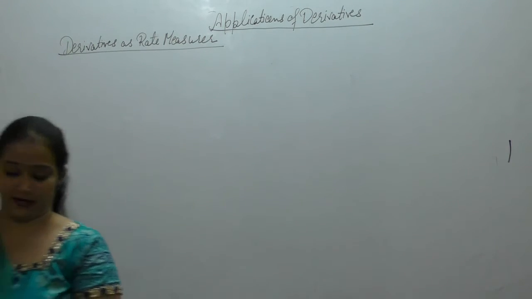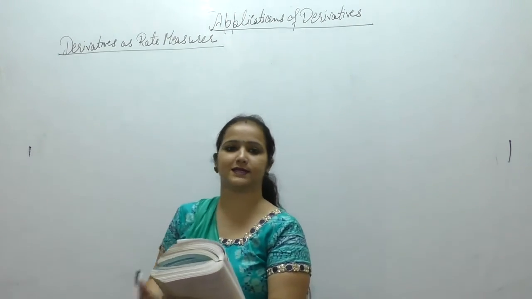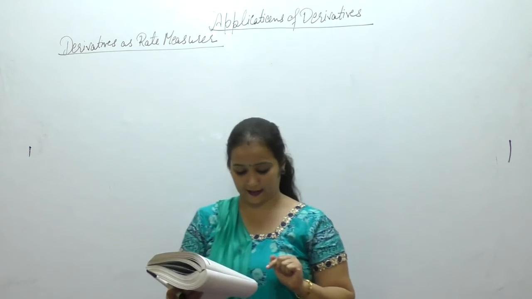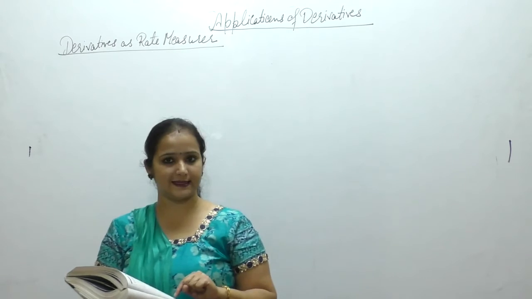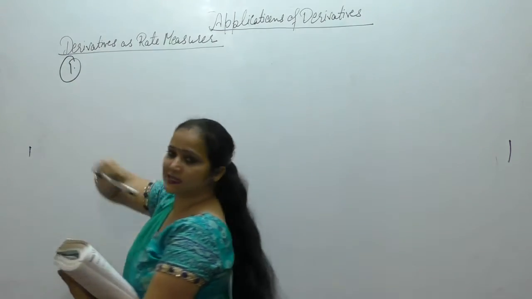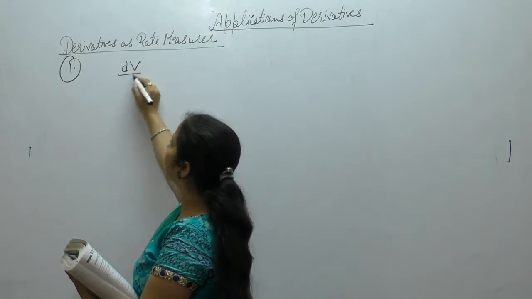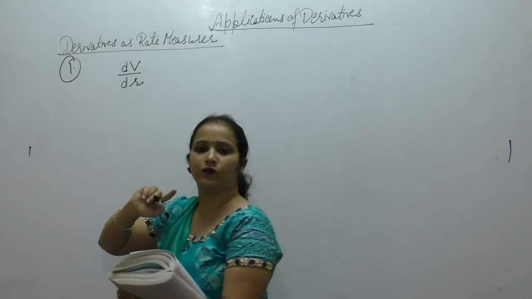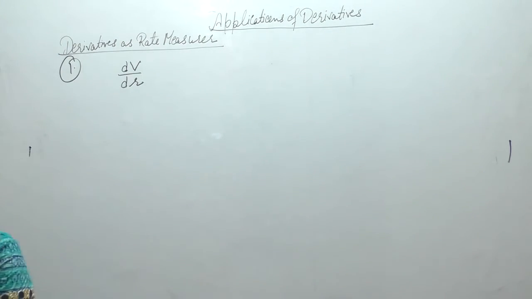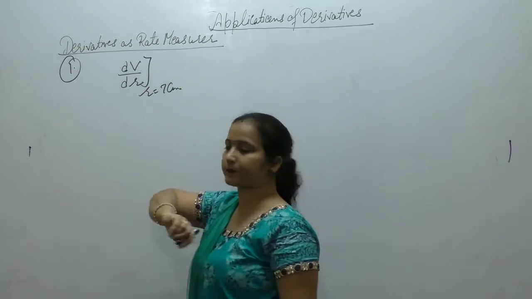Write down the first statement. A balloon which always remains spherical has a variable radius. Find the rate at which its volume is increasing with respect to radius when the radius is 7 centimeter. क्या कहा है हमें? बैलून है स्फेरिकल फॉर्म में, हमें वो रेट निकालना है जिसपे इसका वॉल्यूम इंक्रीज हो रहा है विद रिस्पेक्ट टू रेडियस, जब रेडियस की वैल्यू 7 सेंटीमीटर है.